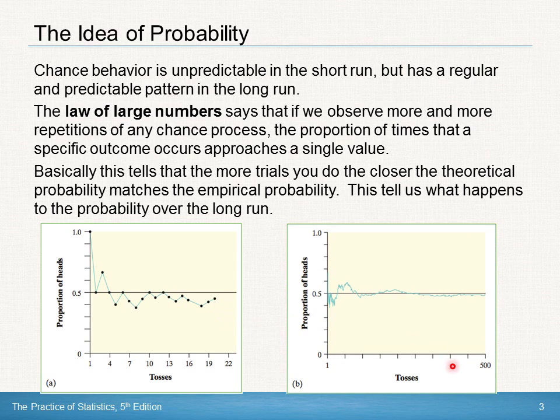But what happens when I do this 500 times? Notice my proportion of getting heads is below 50%, above, below, but notice how my graph sort of evens out at the end, and at the end of 500 tosses, my theoretical probability is about 50%, and I got about 50% heads when I tossed it 500 times. So that's your law of large numbers.